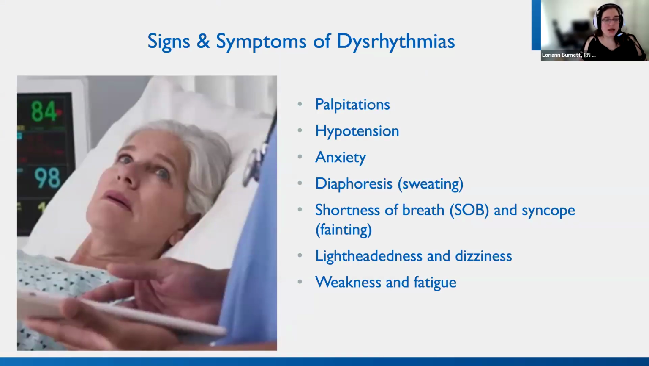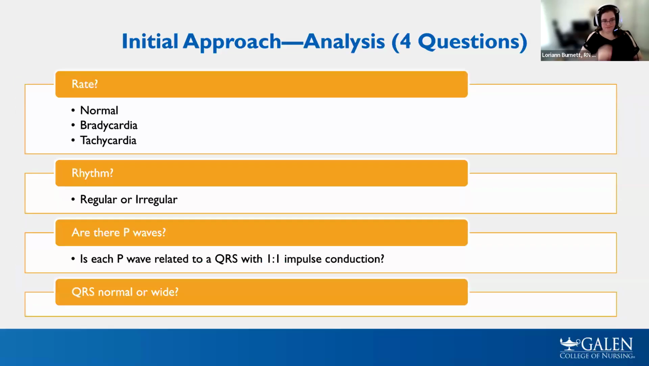So pretty much every single heart arrhythmia we're going to talk about is going to have the same symptoms because the heart doesn't work. So these just tell you there's a heart problem. We're not going to know which dysrhythmia we have until we get an EKG. Because again, this and certain vital signs are just going to tell you something's wrong. Palpitations, hypotension, anxiety, sweating, shortness of breath, fainting, lightheadedness, dizziness, weakness, and fatigue.